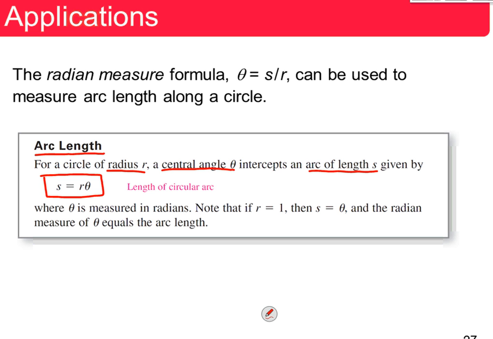We talked about that whole triangle concept. S divided by R is theta, S divided by theta is R. The deal here is theta has to be in radians. If it's not in radians, you're not going to get the right answer. Also note that if R equals 1, that's called a unit circle, when the radius is equal to 1, then S equals theta, and the radian measure of theta equals the arc length. If it has that nice 1 radius, then we're good to go.